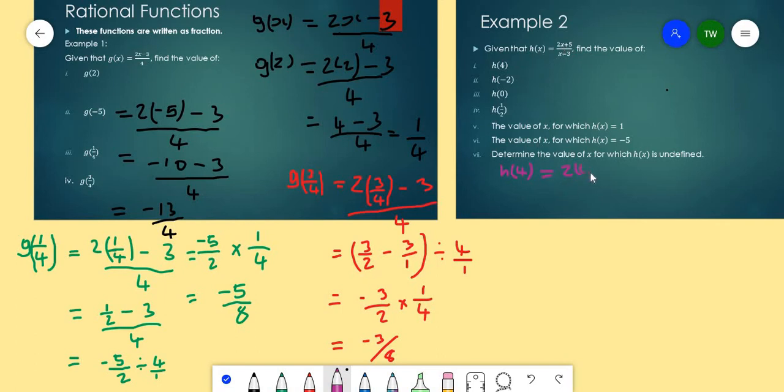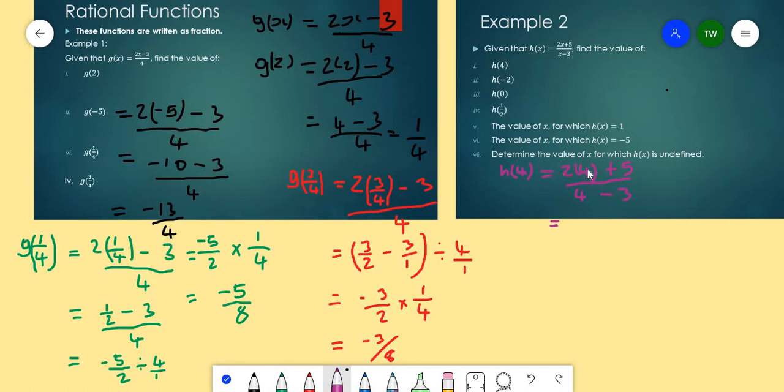So it's going to be 4. Remember to use up your brackets. Plus 5, all over x minus 3. But instead of writing back x, we're going to replace x with 4. So it's going to become 4 minus 3. All we need to do is to simplify this and we're finished.